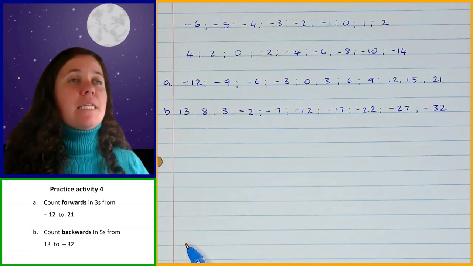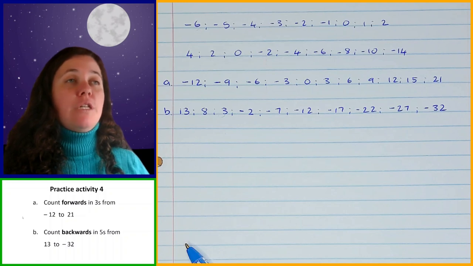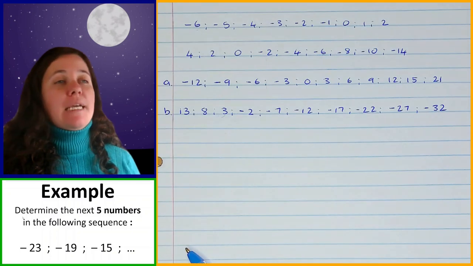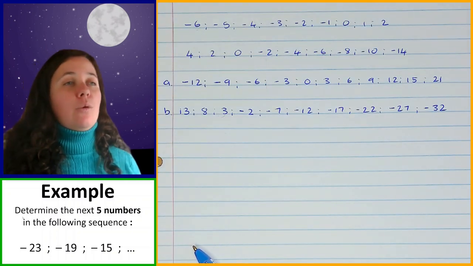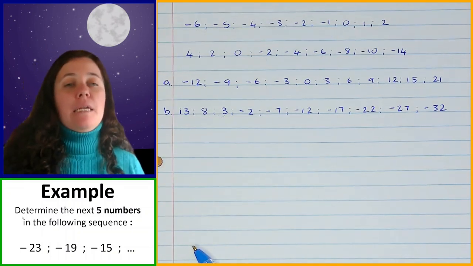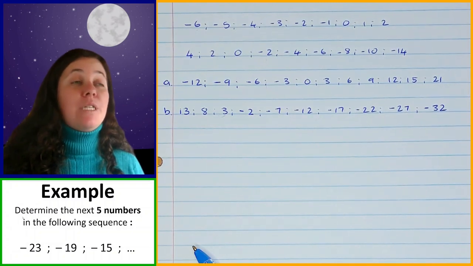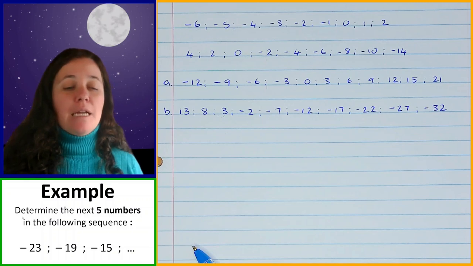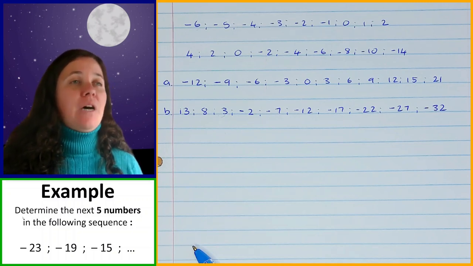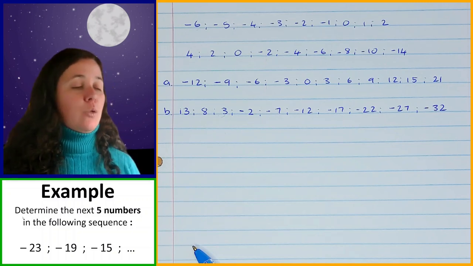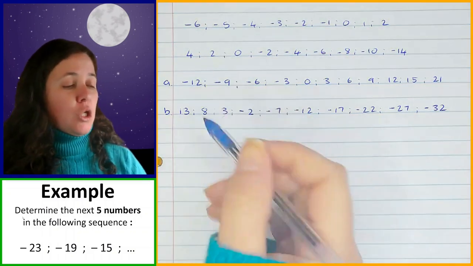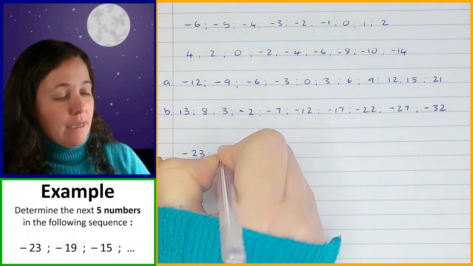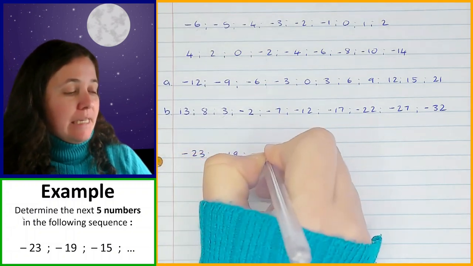Okay, so that's how you do counting forwards and backwards. You also need to know how to carry on a pattern that has been given to you. So in this case, you've been given a number sequence, negative 23, negative 19, negative 15, and then it's supposed to continue. And you are asked to determine the next five numbers in this sequence. Okay? So far we have got negative 23, negative 19, and negative 15.